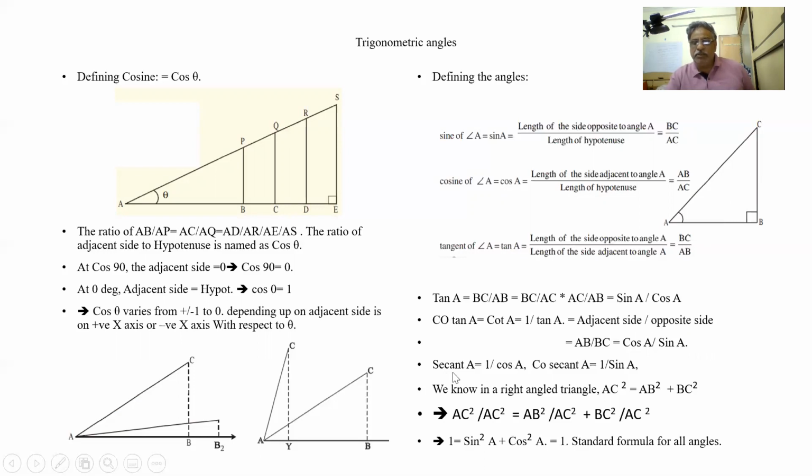So what is secant here? Secant is defined as 1 by cos. What is cos here? Cos is adjacent by hypotenuse. What is secant? Hypotenuse by adjacent side. Just reverse functions.